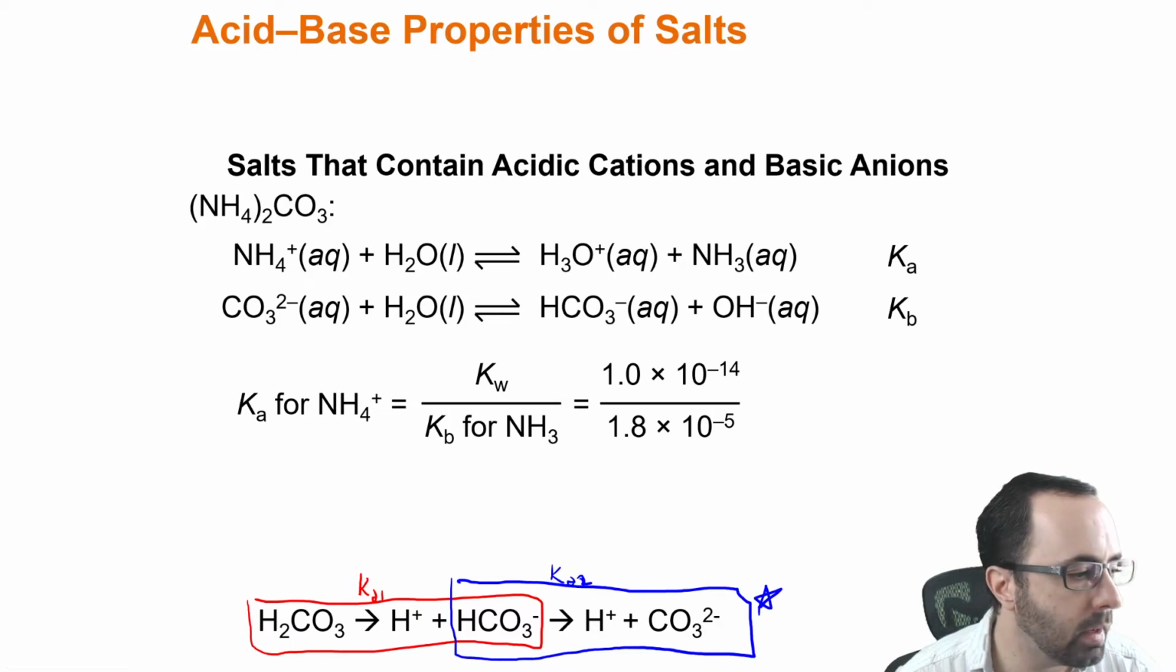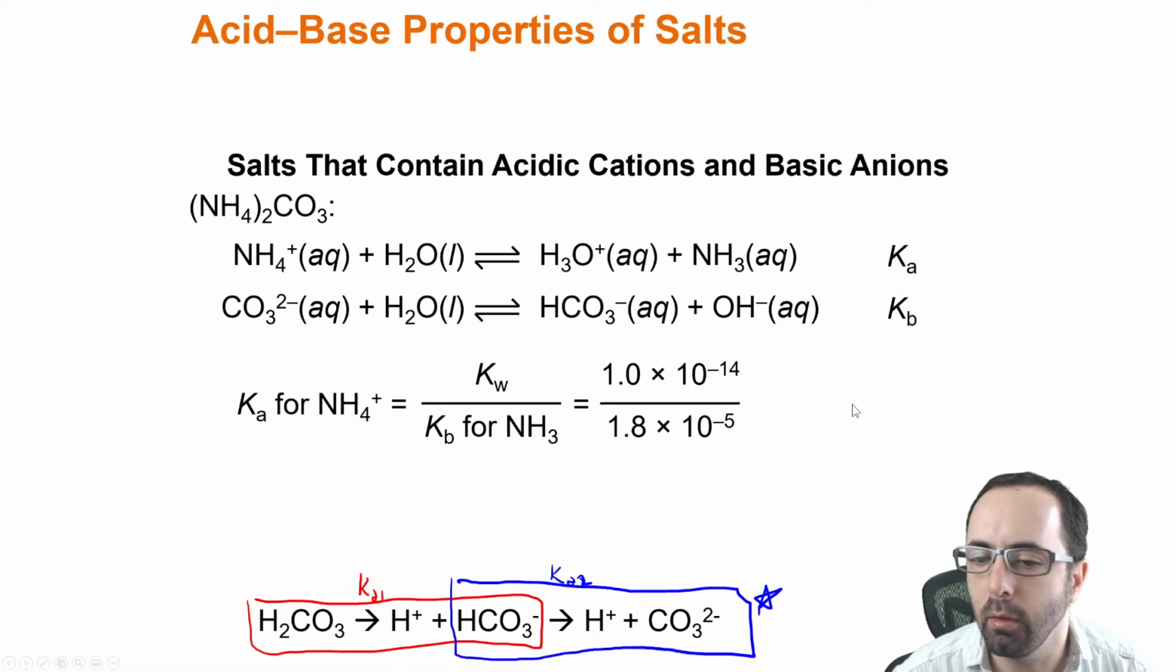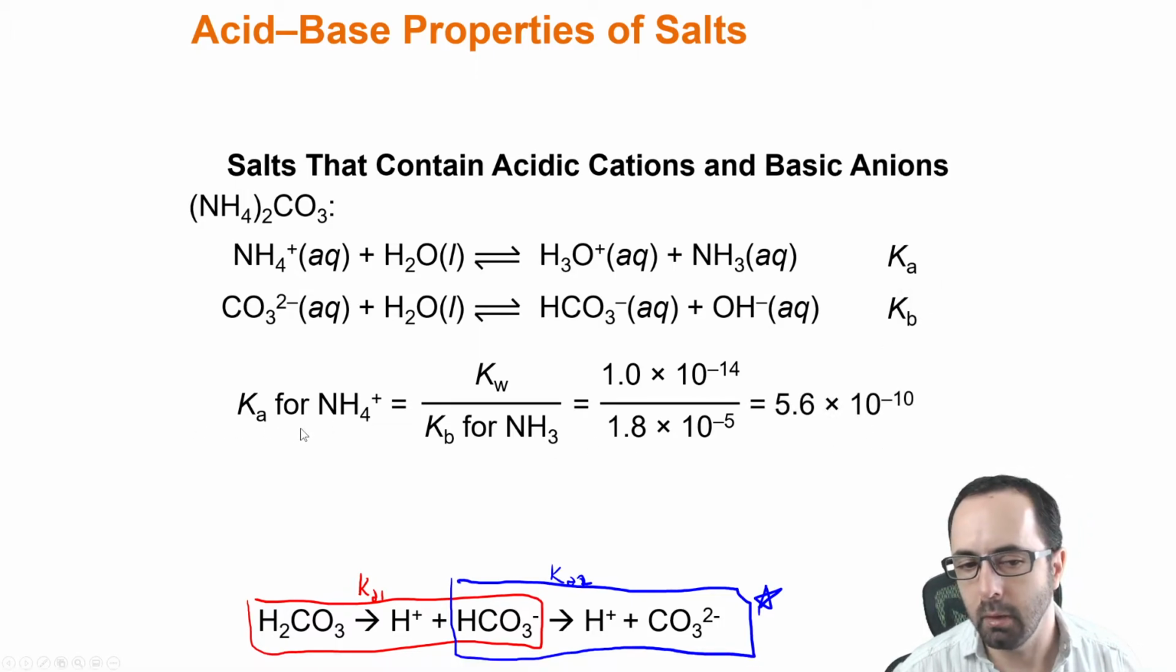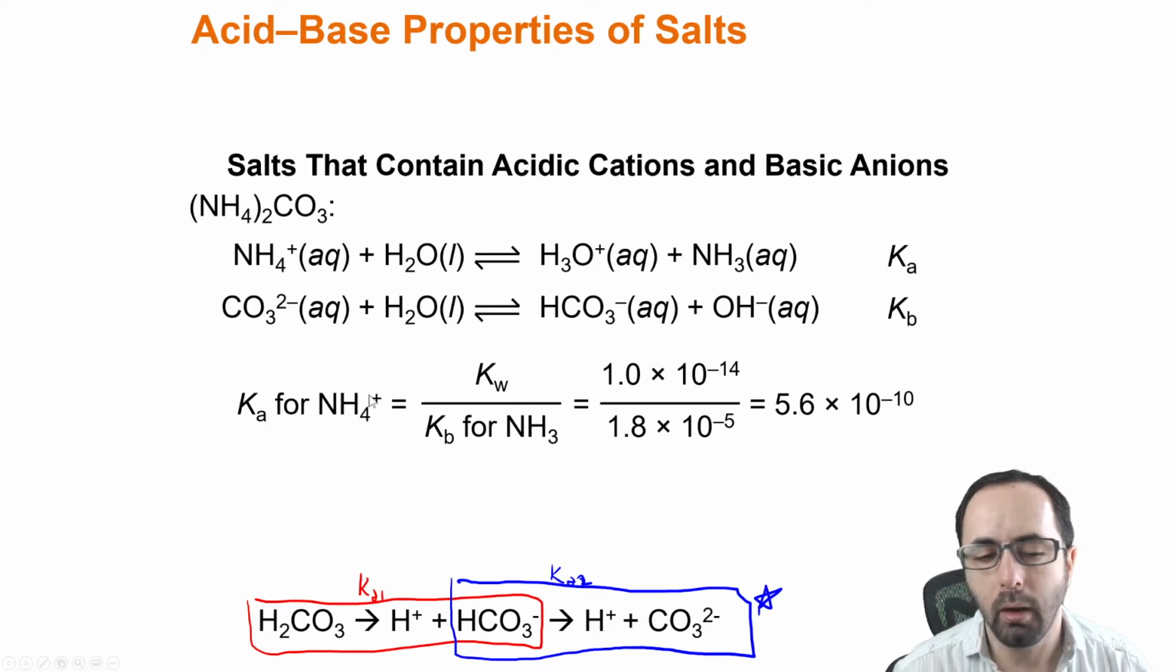And so now let's break out our calculator and divide this. 1 times 10 to the minus 14, divided by 1.8 times 10 to the minus 5. And we get about 5.6 times 10 to the minus 10. So that is the Ka for ammonium ion. Again, we have to use this relationship because we are not going to be given in a table the Ka for ions. We have to get the Kb here for the conjugate base of this positive ion.